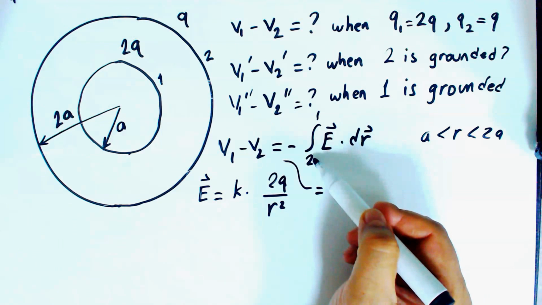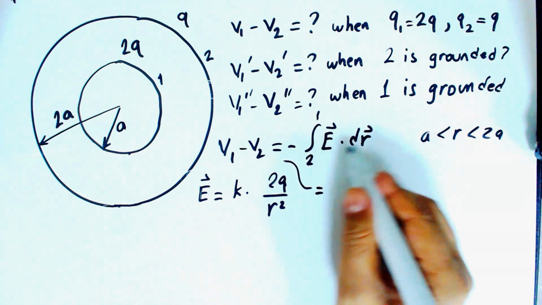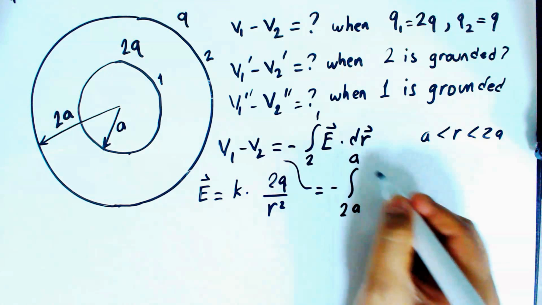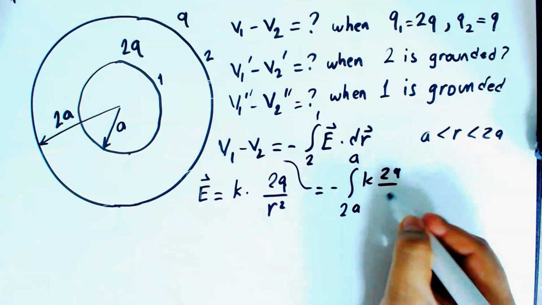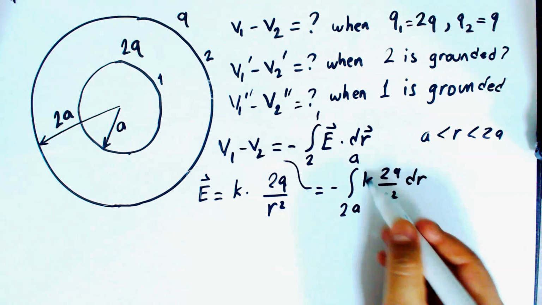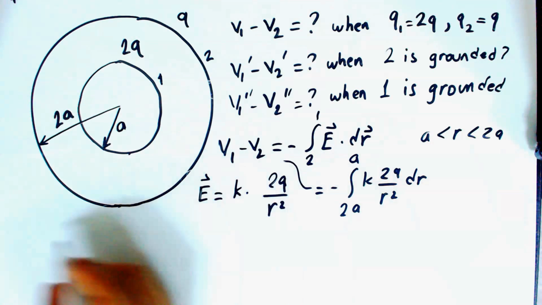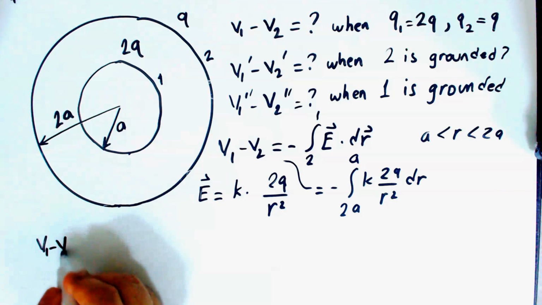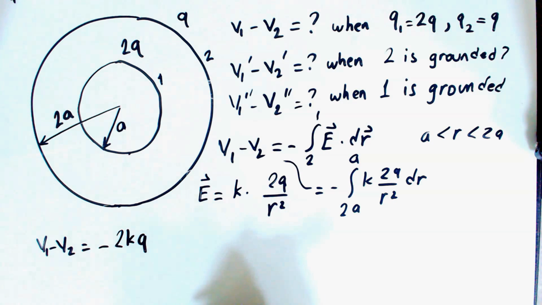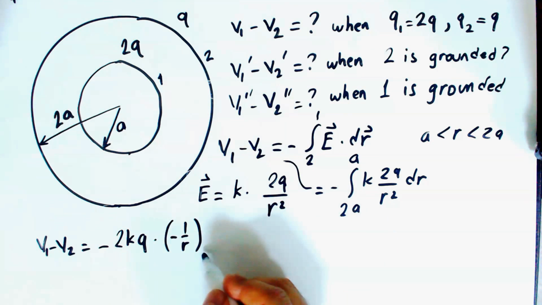Well, these limits of the integration in fact are the radii of the second shell and the first shell. So we have minus, with the radius of the second shell 2a and the first shell a, k times 2q divided by r squared dr. Okay, so the constants can be taken outside the integral, and the integral of 1 over r squared is just minus 1 over r. So the result, I'm just writing over here, V2 minus V1 equals minus 2kq multiplied by minus 1 over r. This is the result of integration from a to 2a.